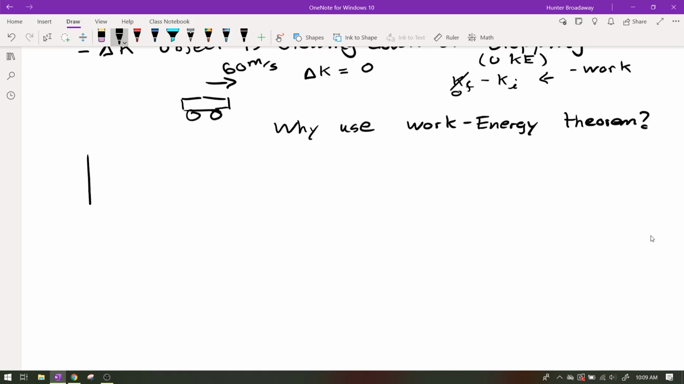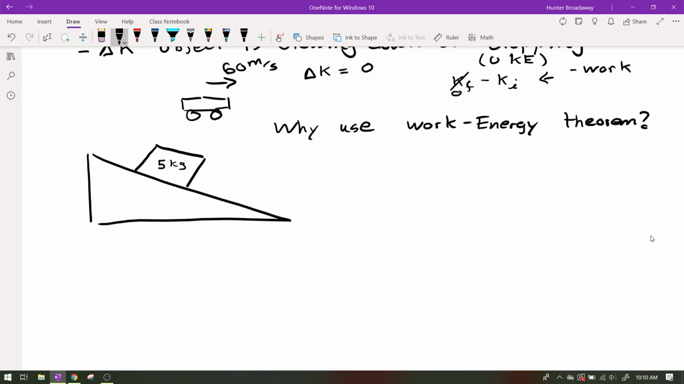Let's just say that an object is sliding down an inclined plane because we haven't done an inclined plane in a while. Oh crap, we did do one yesterday, didn't we? Okay, but hang on. Let's just say that our object has a mass of 5 kilograms, and we want to try to find out how much work is going to be done by this object. We have a couple of different ways that we could figure out how to do this.